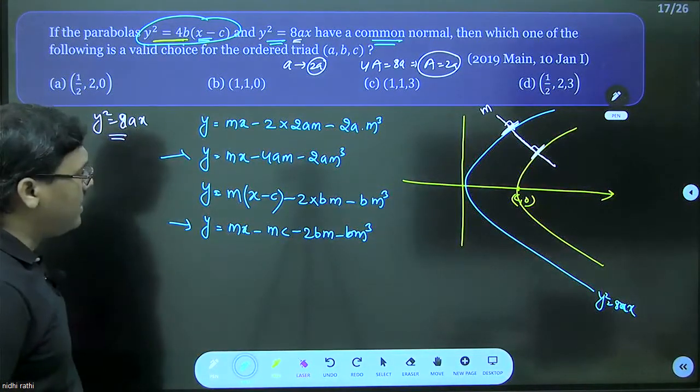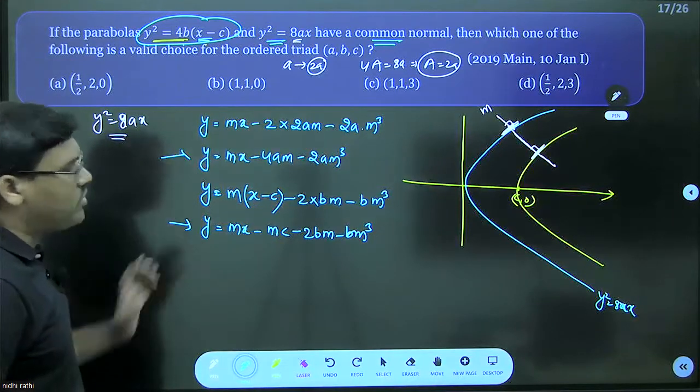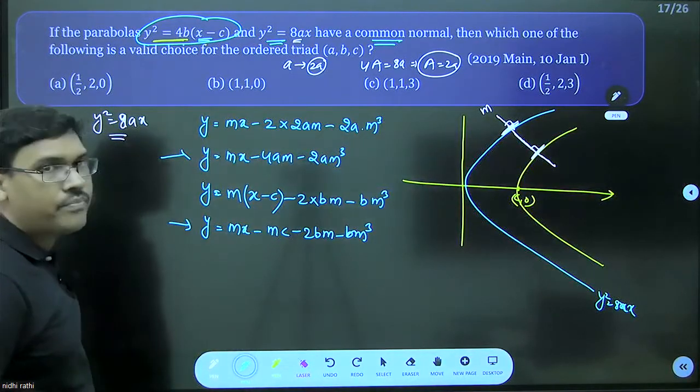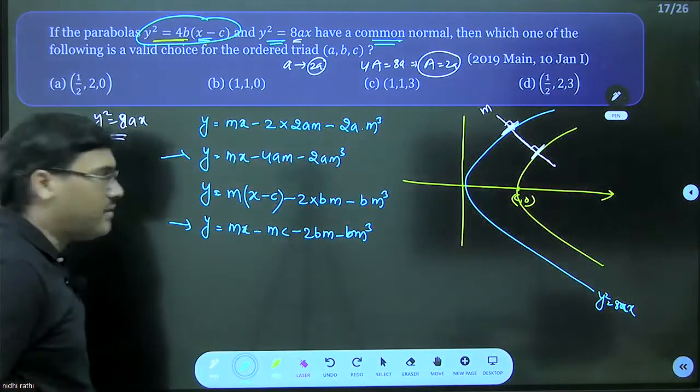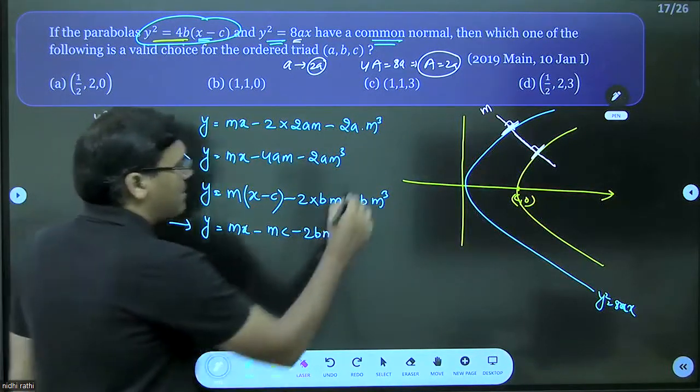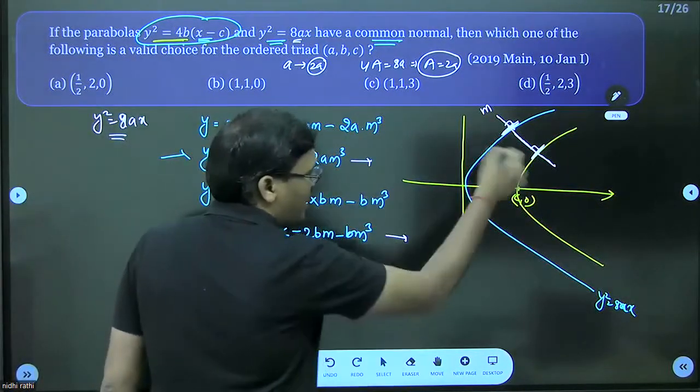Now see, if this is a common normal, that means both the equations should be the same. Both the equations should be identical, right? Because the same line is normal to these two parabolas.